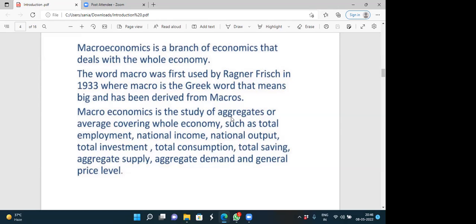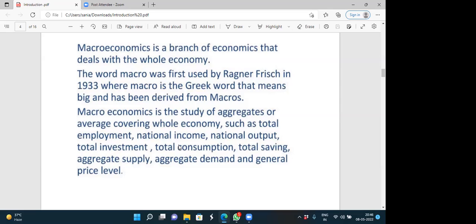Like addition. Okay, so macroeconomics is the study of aggregates or averages covering the whole economy, such as total employment, national income, national output, total investment, total consumption, total saving, aggregate supply, aggregate demand, and general price. Now, these are so many terms, how will we remember? In this whole paragraph, what you need to understand is that these are examples of macroeconomics.